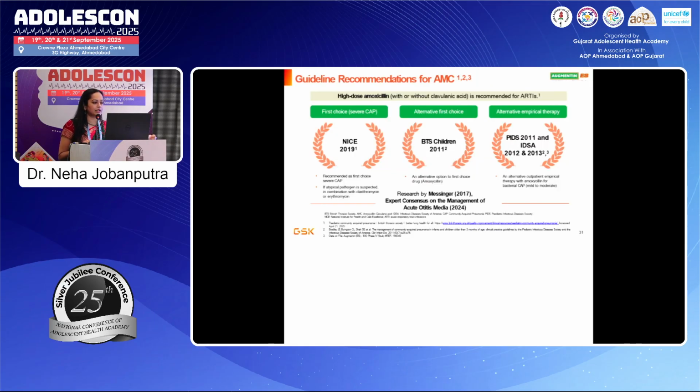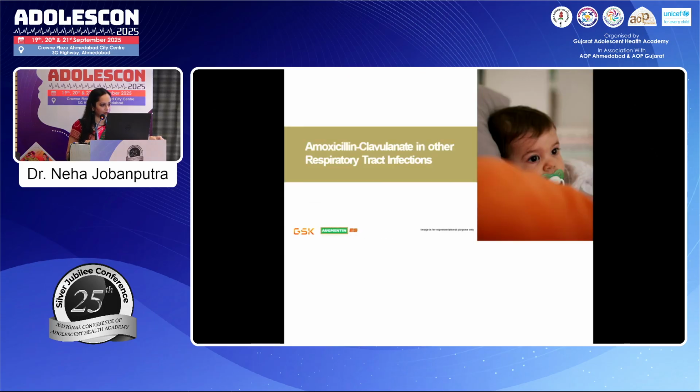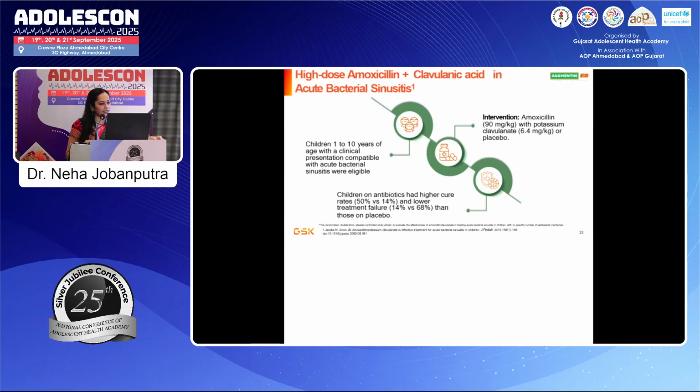The guideline recommendations for amoxiclav treatment: it's the first choice for severe community acquired pneumonia. High dose amoxicillin with or without clavulanic acid is recommended for ARTIs. The alternative first dosing, as BTS Children says, in 2011, and alternative empirical therapy in PIDS 2011, IDSA 2011, 2012 and 2013, in other respiratory tract infections.